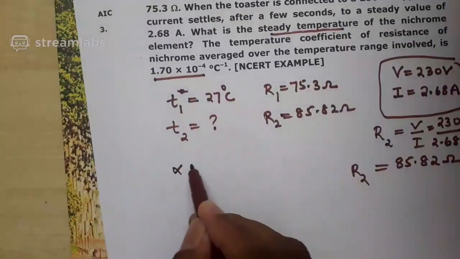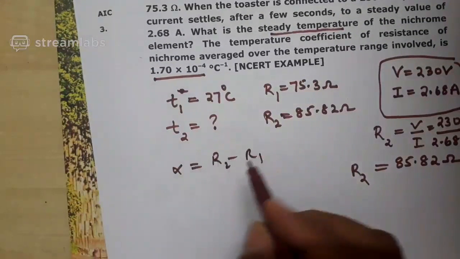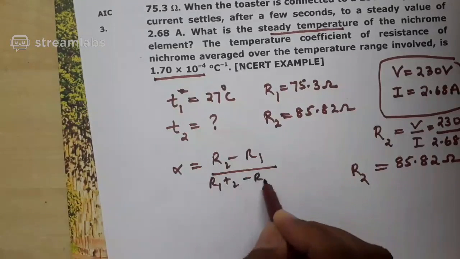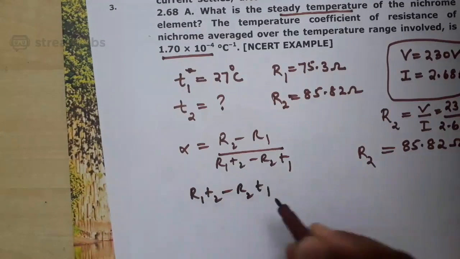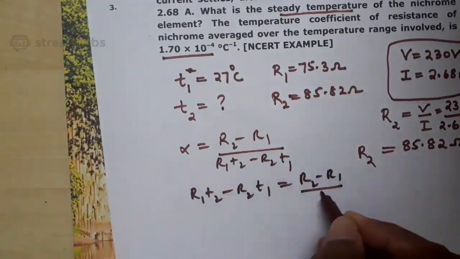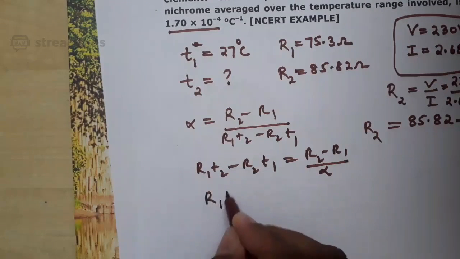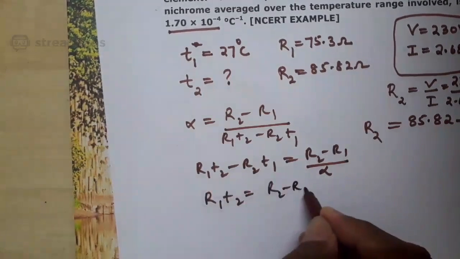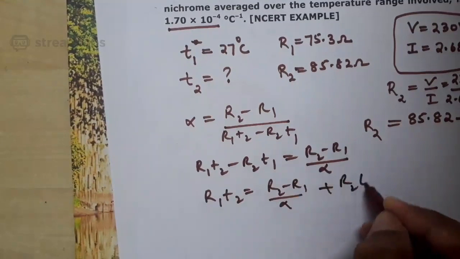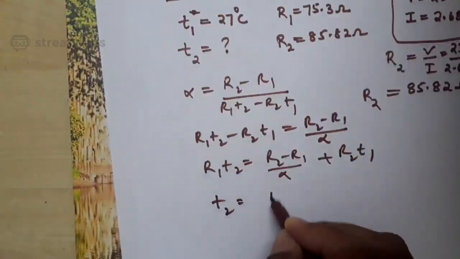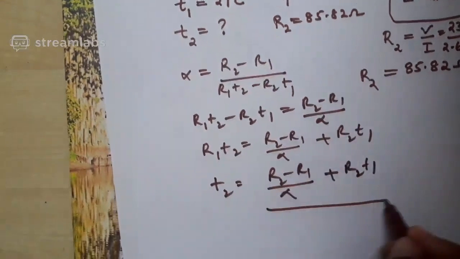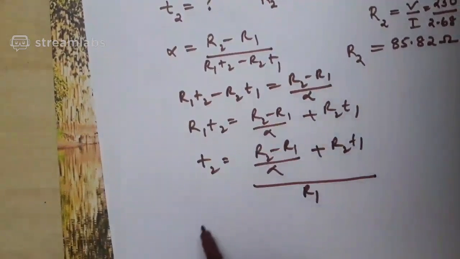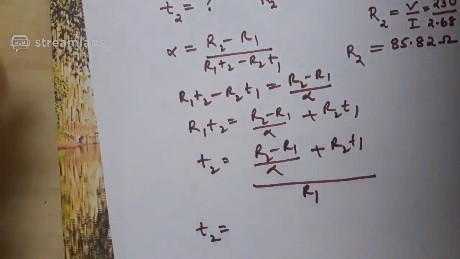If I go for the same logic, I'll repeat, and you keep on responding. Alpha is equal to (R2 minus R1) by (R1 into T2 minus R2 into T1). Cross multiplying, R1 into T2 minus R2 into T1 is equal to (R2 minus R1) by alpha, correct? Or R1 into T2 is equal to (R2 minus R1) by alpha plus R2 into T1, or T2 is equal to [(R2 minus R1) by alpha plus R2 into T1] divided by R1. Remaining is substitution, same as that problem.